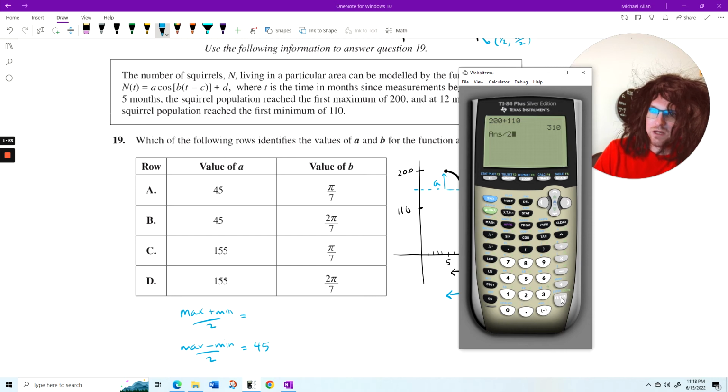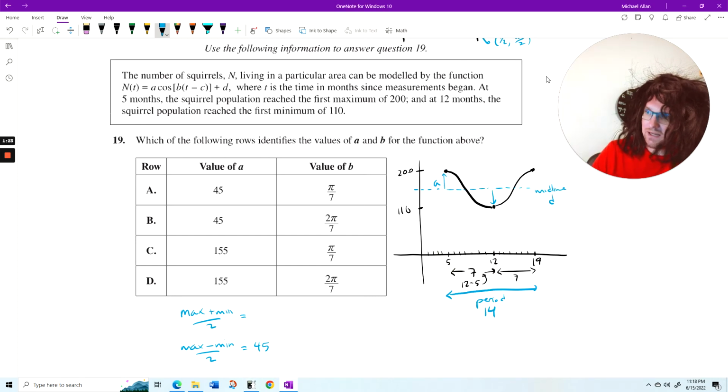Divided by 2, this gives me my midline, so 155. I always do both and then I try to figure out which one makes sense. So this line here is at 155. Now I didn't need that, but let's start creating the equation. Okay, so we have our cosine, the A value, our amplitude is 45.